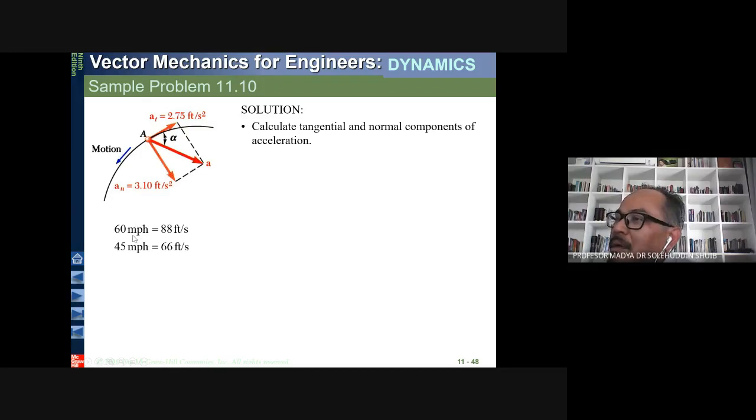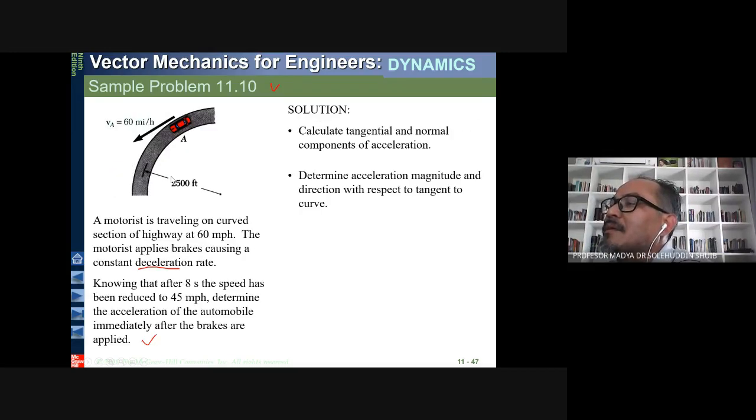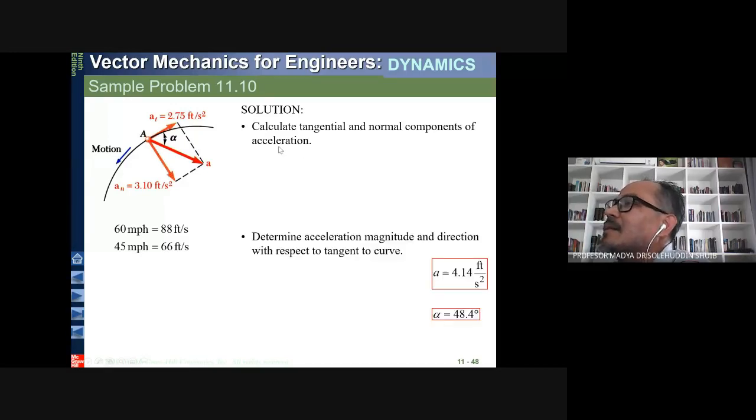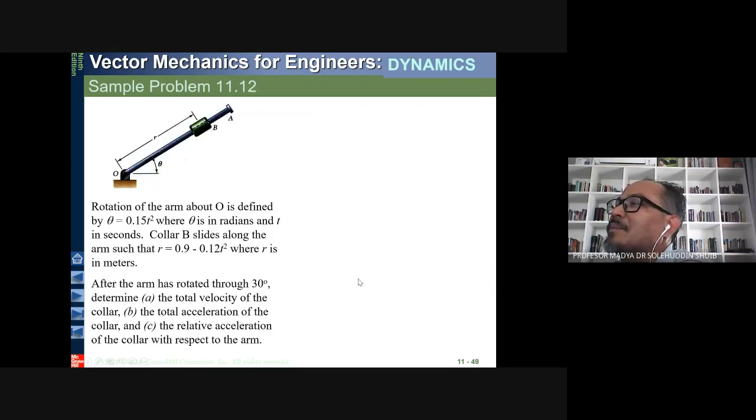So 60 miles per hour is equal to 88 feet per second, using a conversion. 45 miles per hour is equal to 66 feet per second. Then you calculate the tangential and normal components of acceleration. This is the first thing. Calculate the tangential and normal, and then you find the magnitude and the direction. This is the answer for this sample problem.